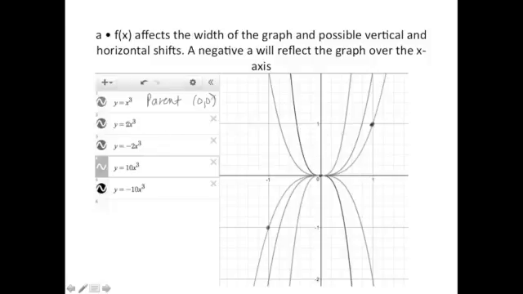Now, A in this case is 2, which simply means that instead of going over 1, up 1, you're going to be going over 1, up 2. And of course, it's off the graph. But you can see it over here. Over 1, 2. Okay. So I have to stress to you the difference between the blue graph and the green graph.